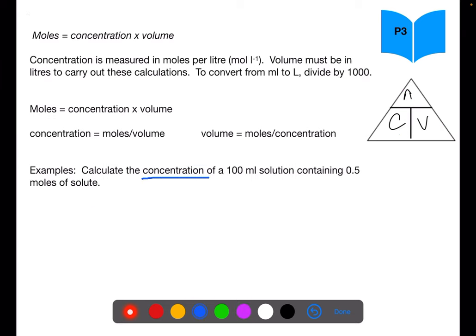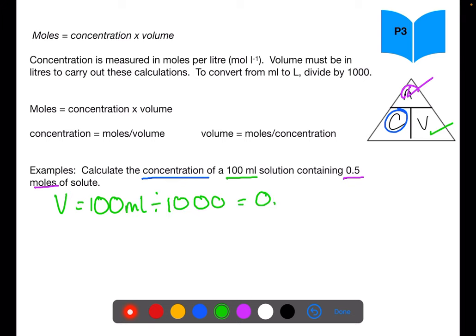Here we're trying to calculate the concentration. We've been given the volume as 100 millilitres, and we know that it contains 0.5 moles of solute. Again, we need to make sure that our volume is in litres. So we take the 100 millilitres and divide by 1000 to get 0.1 litres. Concentration is then equal to moles divided by volume. In this case, the moles is 0.5 divided by 0.1, giving a concentration of 5 moles per litre.